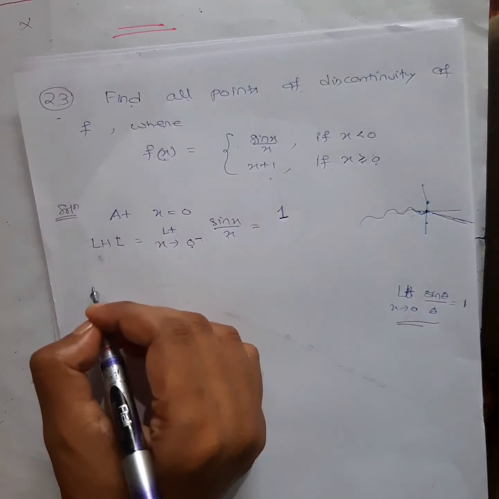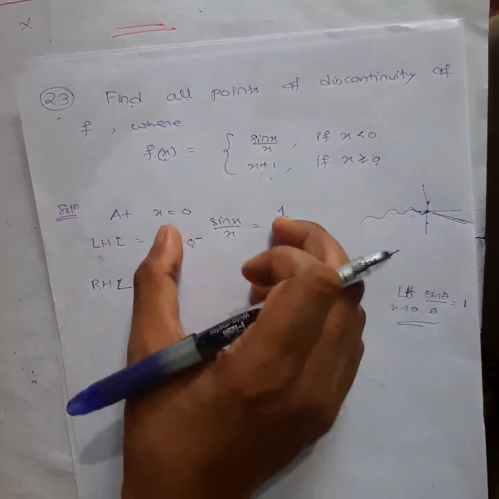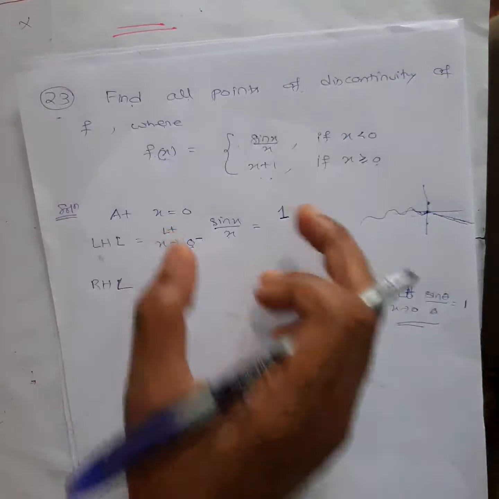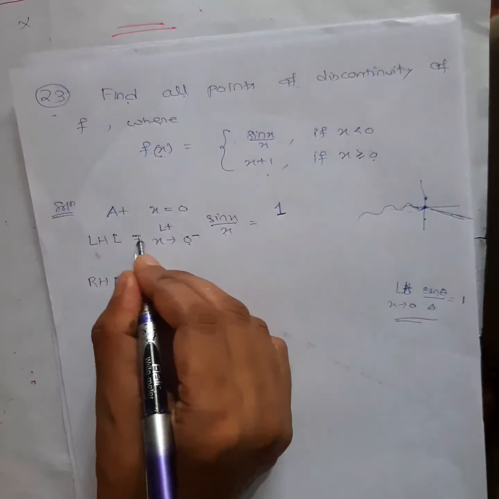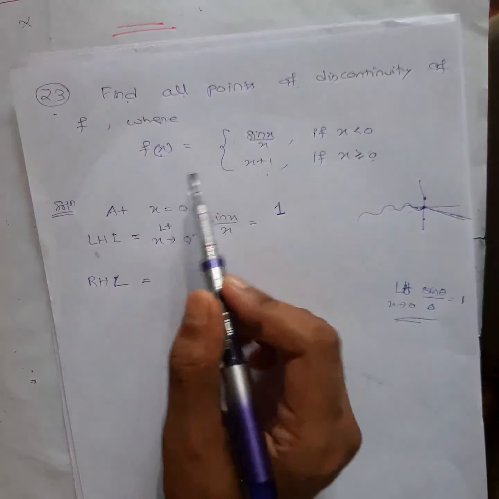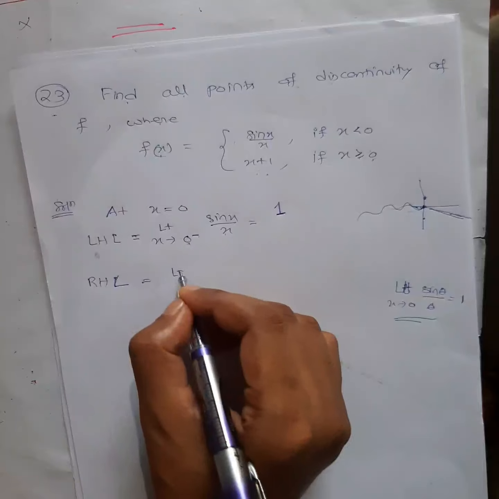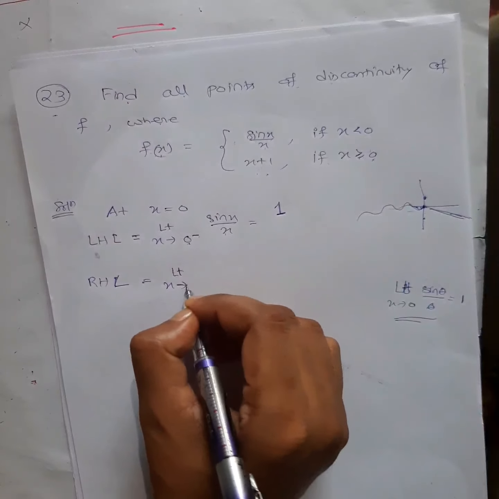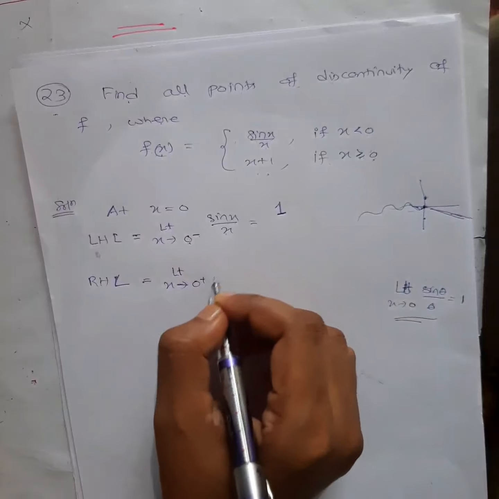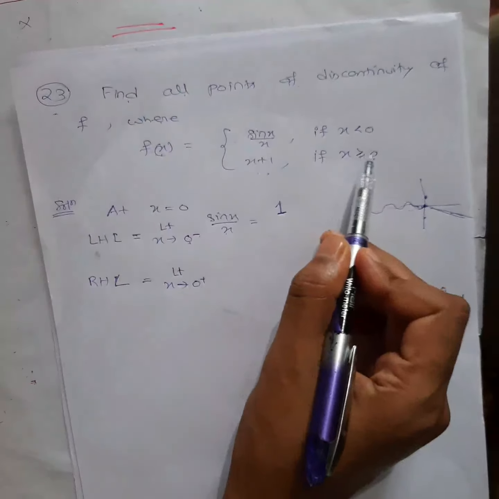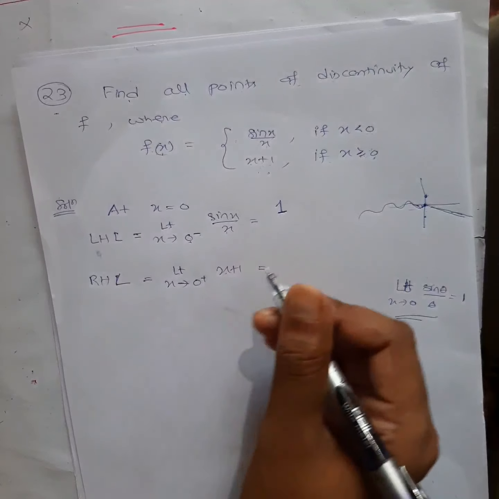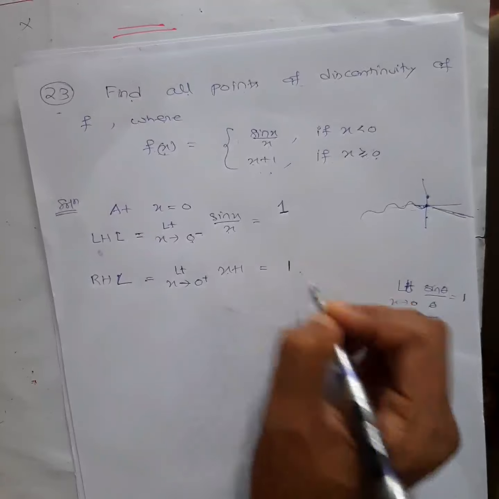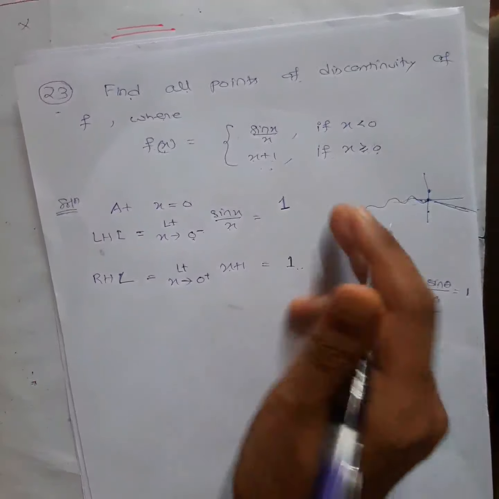Next, right hand limit. I will give you those identities again. I will click a picture of all the identities which we have done in class 11 and send it to you. To find the right hand limit, the limit form is x tends to 0 plus f of x. 0 plus means greater than 0, so the function is x plus 1. Can I put 0 directly here? Yes. If you put 0, you will get 1. So you can see left hand limit and right hand limit came out the same.